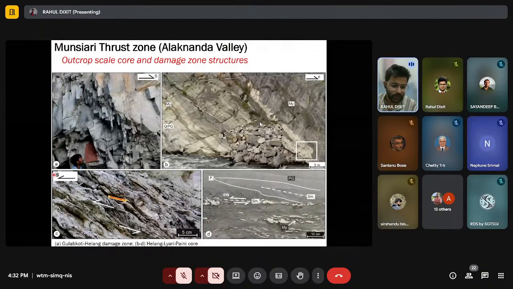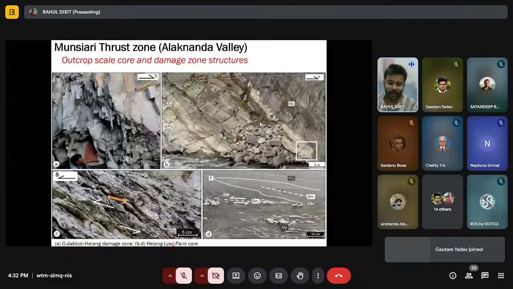Photograph A is from the Gulab Koti Helang damage zone. Usually these damage zones consist of brittle pinnate joints that represent low to moderate deformation. And if we move into the Helang Liari Penny core, which is a high strain core, photographs B to D are all from the Helang Liari Penny core, which basically consists of very highly deformed structures.